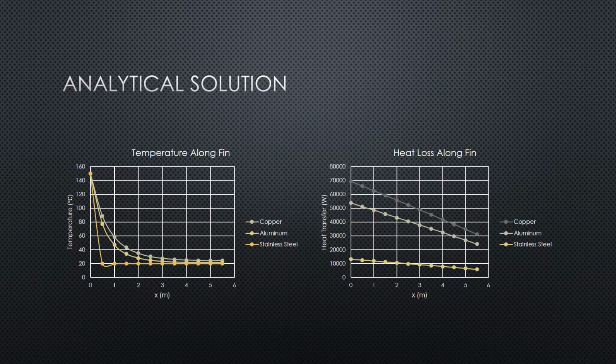Here are our analytical results. Compared to the finite element analysis, the numbers are slightly off, but it still shows that copper has the slowest temperature drop and has the highest heat loss, whereas stainless steel has the lowest heat loss but approaches T infinity the fastest.